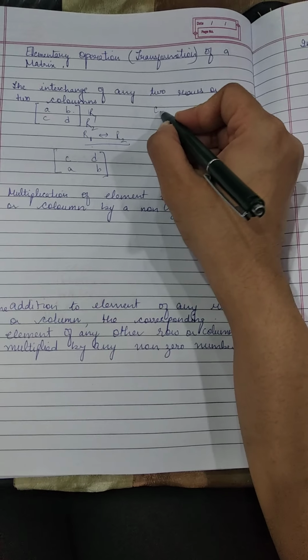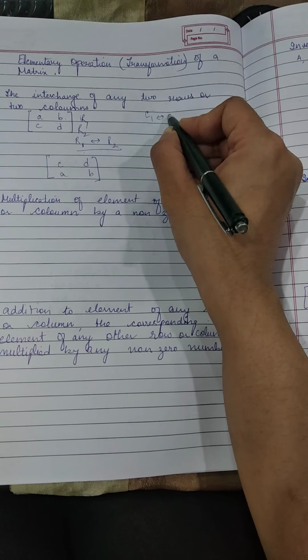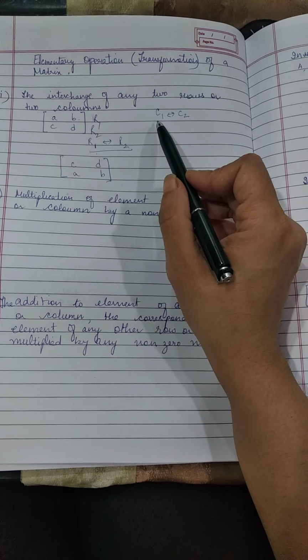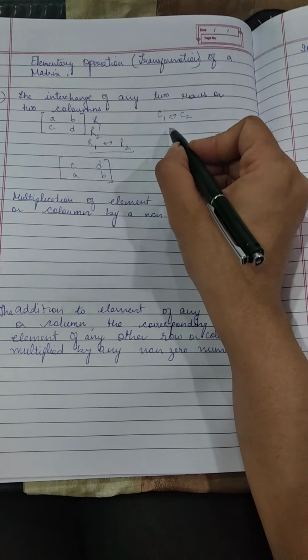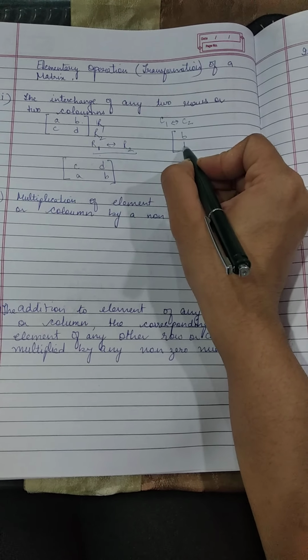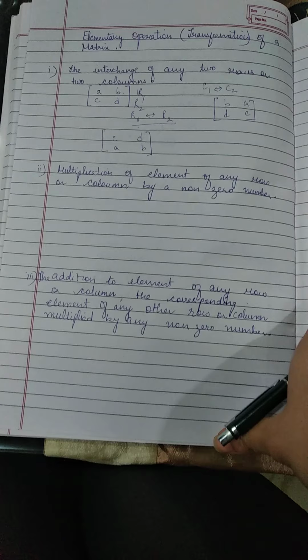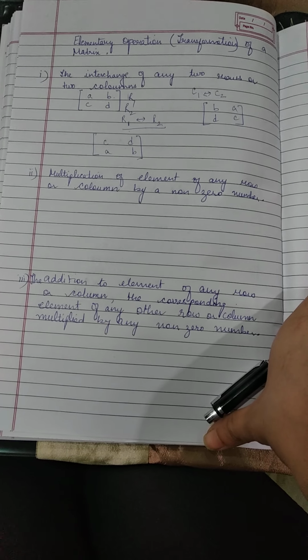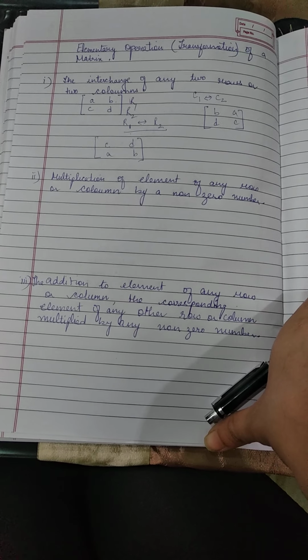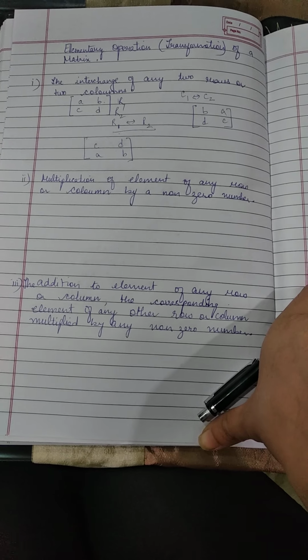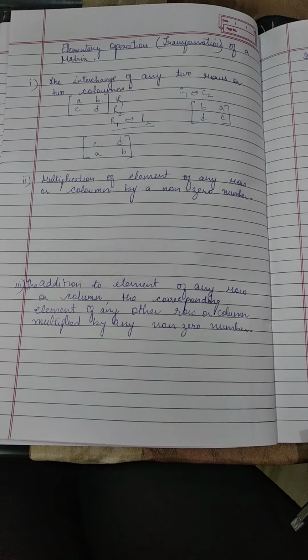Similarly, if I consider this transformation for columns, I can interchange column 1 with column 2. So therefore, I have this as BD and this as AC. But remember, if we are carrying on with the row transformations, only row transformation will take place. And if we choose column transformations, only column transformations will take place.